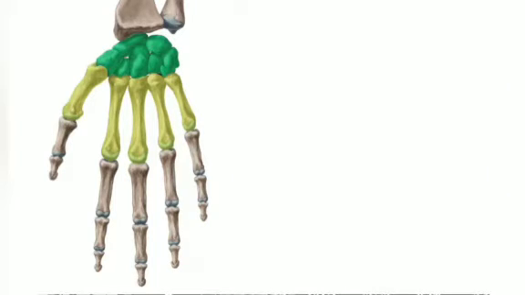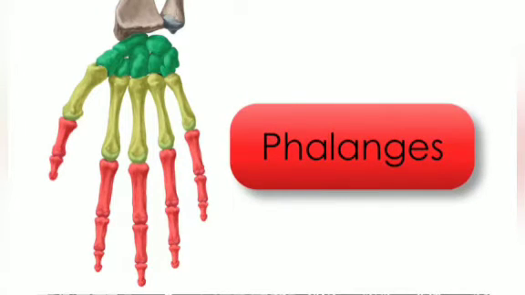Now, the other group of bones are known as the phalanges, and they're here highlighted in red. And these are basically the bones of your fingers.